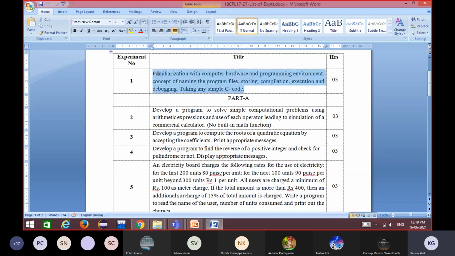Now, I said I'll be talking about this first, and this is already told to you. Get familiar with the computer hardware and the programming environment. I've shown you each and everything in the first module itself, how to execute the program, how to store the program, everything is mentioned to you. And I have given you the theory related to this experiment also, and I have posted it.